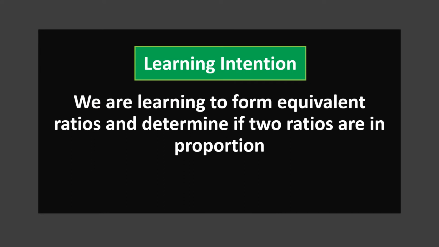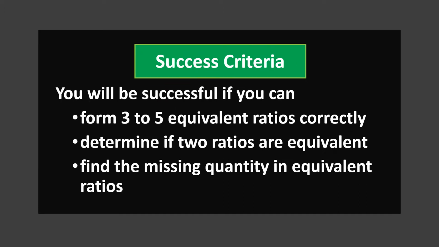Learning intention. We are learning to form equivalent ratios and determine if two ratios are in proportion. Here is the success criteria for today's lesson. You will be successful if you can form 3 to 5 equivalent ratios correctly, determine if two ratios are equivalent, and find the missing quantity in equivalent ratios.